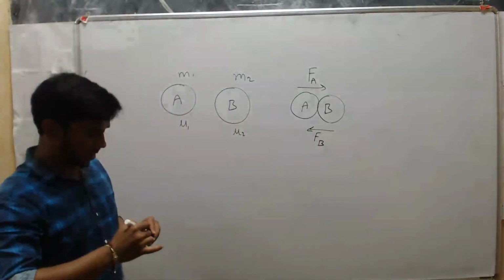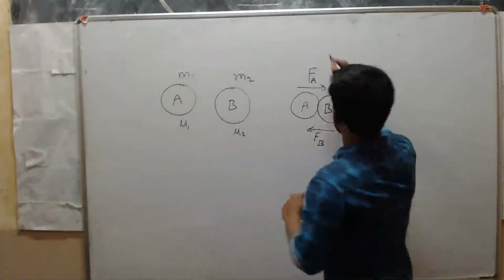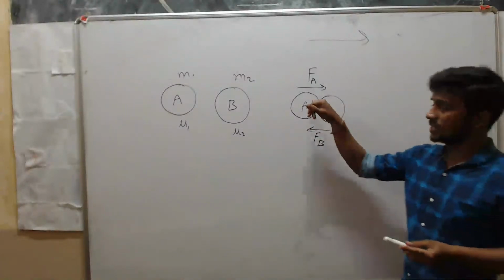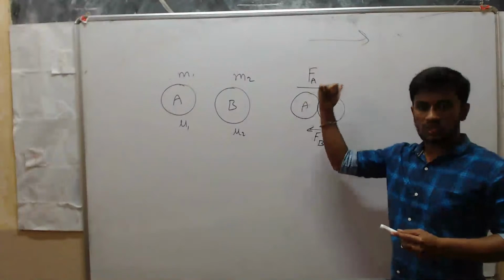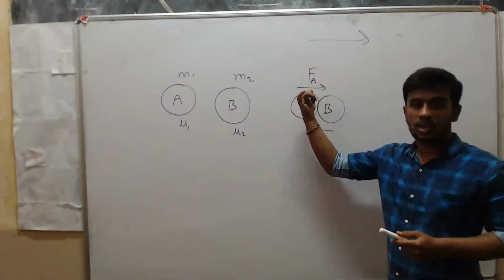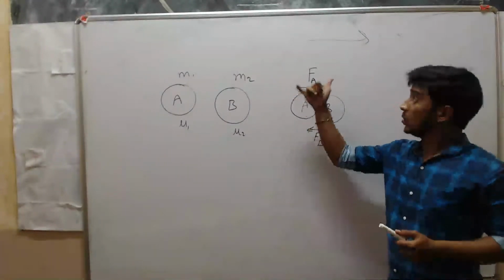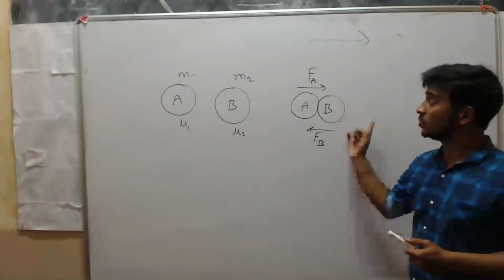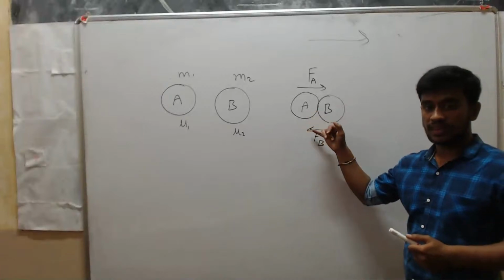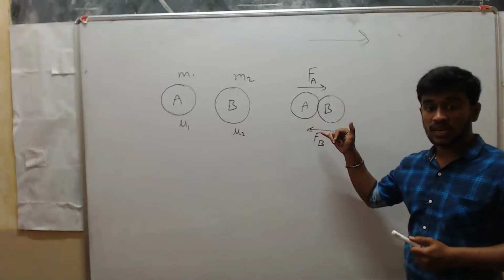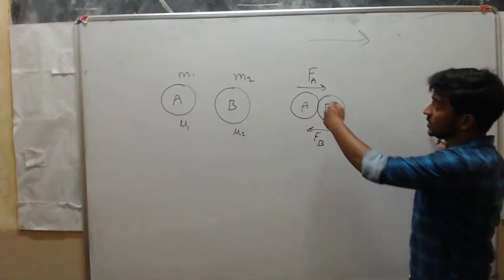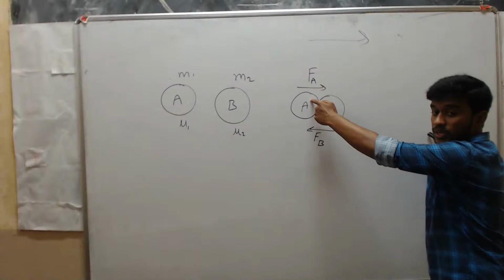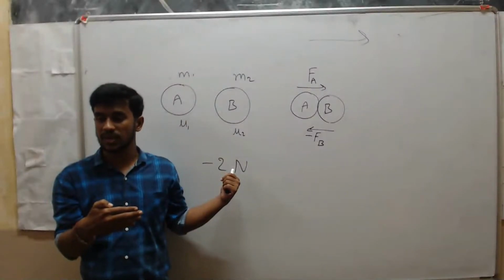Now see here, both are moving in this direction. This object is applying force in this direction, so if we calculate the force, we will definitely get a positive. But this other object is applying force in the opposite direction, so if you calculate that force, you will get a negative. Why? Let me clear up the meaning of negative.